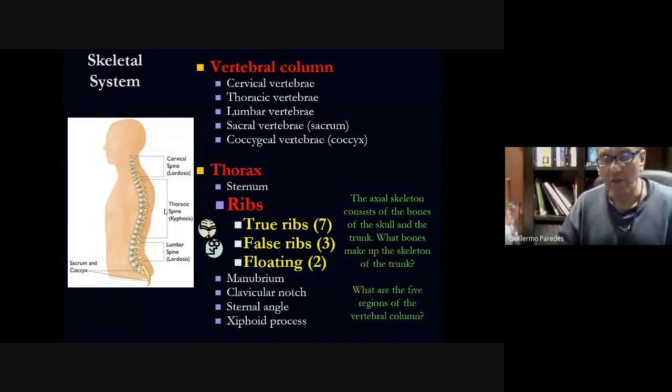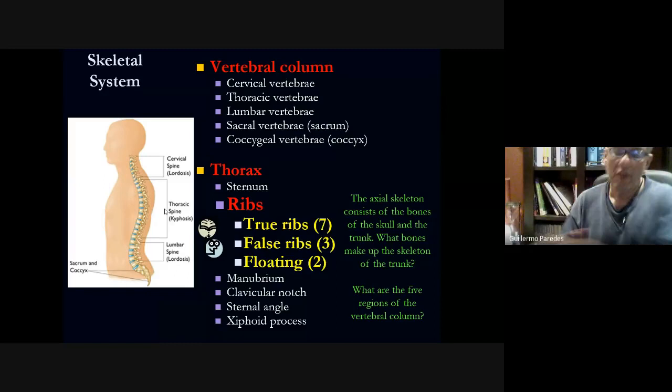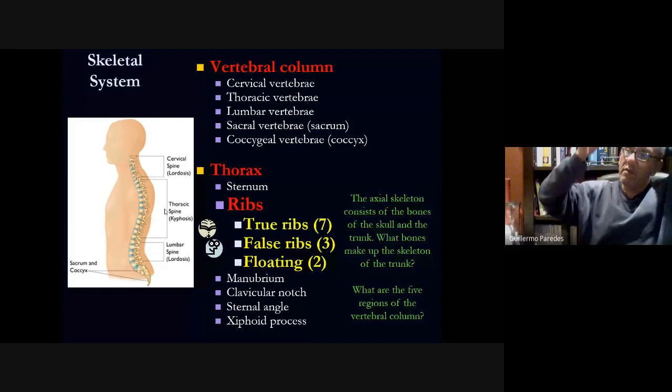Okay. So the first seven are 1, 2, 3, 4, 5, 6, 7, true ribs. 8, 9, 10 are going to be the false ribs, and the last two, 11 and 12, are the floating ribs. 1 to 7 are the true ribs, and in between, 8 to 10 are going to be the false ribs. 8, 9, 10, three ribs. Okay?